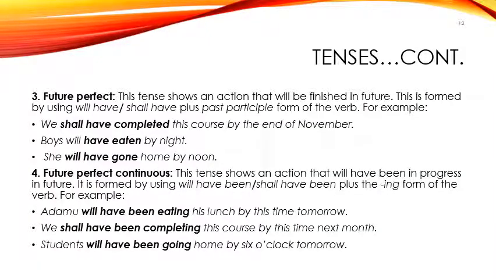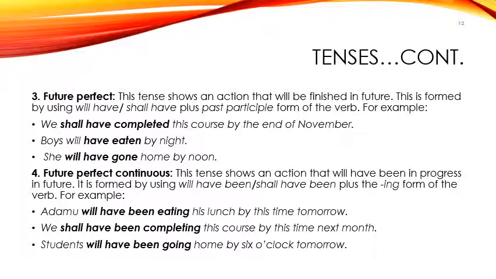Then the third type of future tense is called future perfect tense. This tense is used to indicate that an action will be finished in the future. This is formed ordinarily using will have or shall have plus the past participle form of the verb, that is, ed2, the past participle form of the verb.